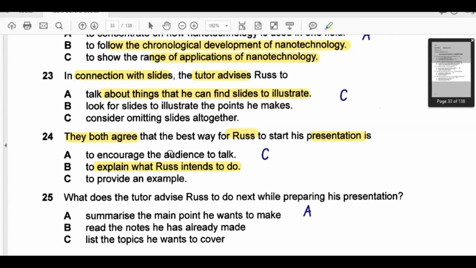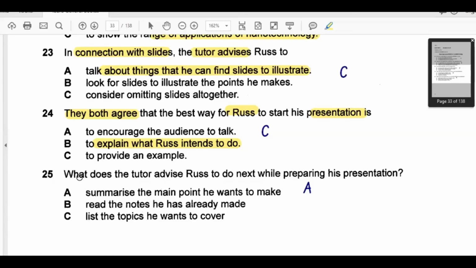Then the tutor says that you can give them one particular example. You can give them information about something specific in the way nanotechnology is used. So giving information on something specific about its use means an example. And then Russ says that would be a good idea. So they both agree on C, which is to give an example.